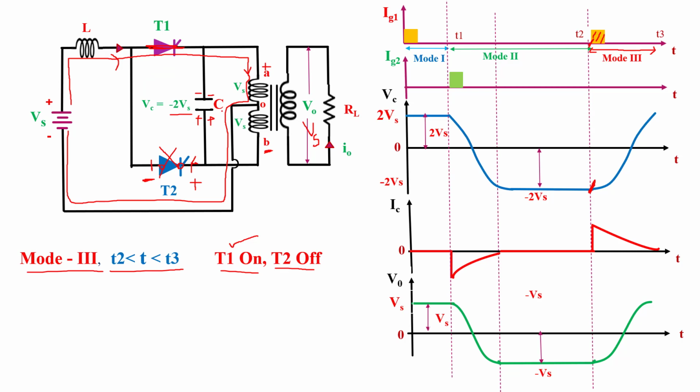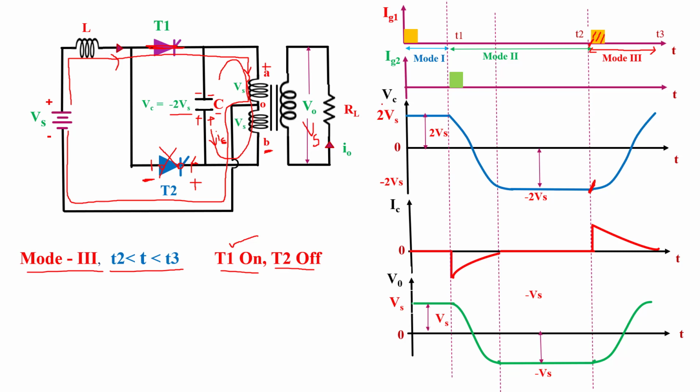But here we see the capacitor is connected in parallel with the primary winding of the transformer. So you think that the capacitor is charged with plus 2 Vs voltage. But we know that a capacitor cannot change voltage instantaneously. So when current flows in this direction, meanwhile the capacitor releases energy in this direction. So the flow of current across the capacitor is in this direction.